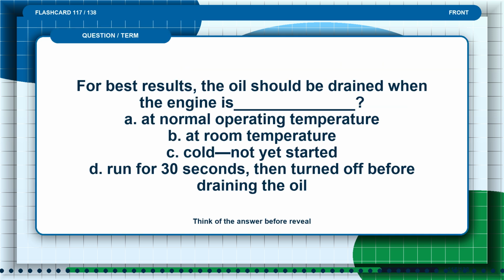Flashcard 117. For best results, the oil should be drained when the engine is blank. A. At normal operating temperature. B. At room temperature. C. Cold, not yet started. D. Run for 30 seconds, then turned off before draining the oil. Pause and think of the answer before the reveal.